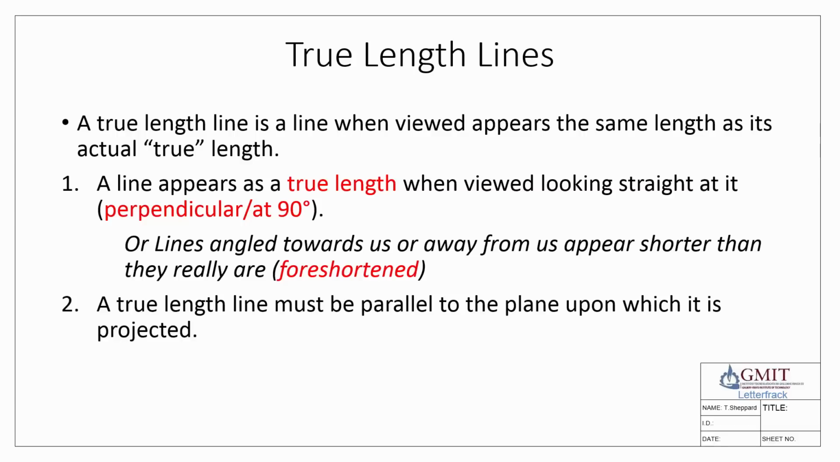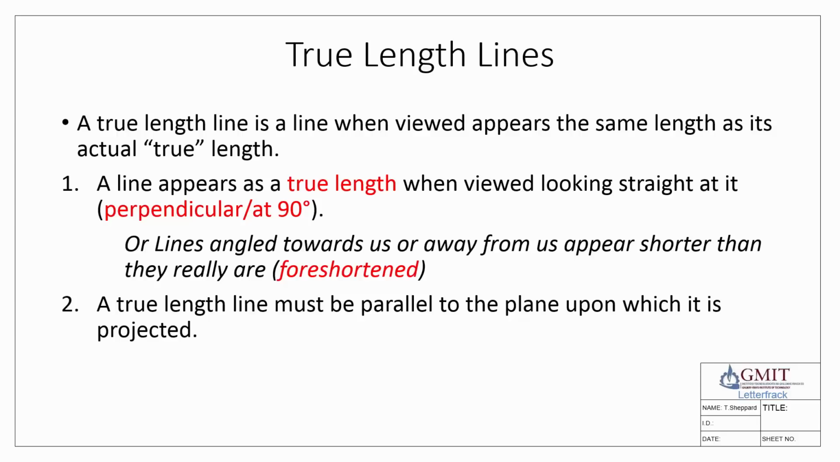Our second condition is that the line that we're looking at must be parallel to the plane upon which it is projected. Anytime we take a view in our orthographic, we're projecting onto a plane, like the vertical plane, an auxiliary plane, or the horizontal plane. In order to see a true length, the plane must be parallel with the line that we're actually trying to find the true length of.